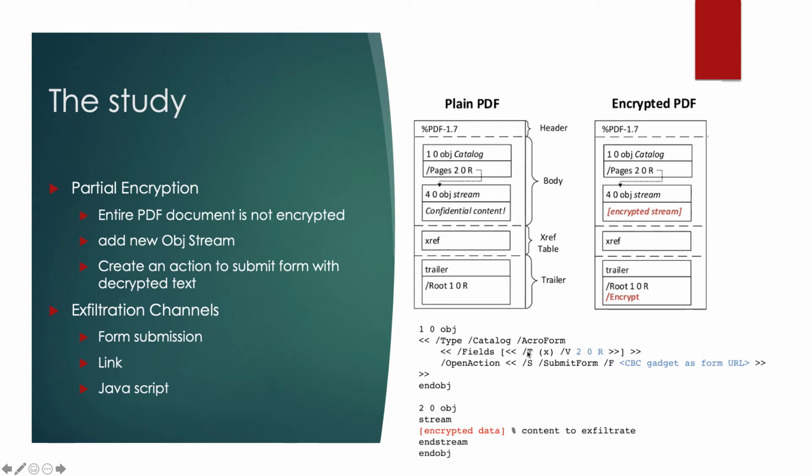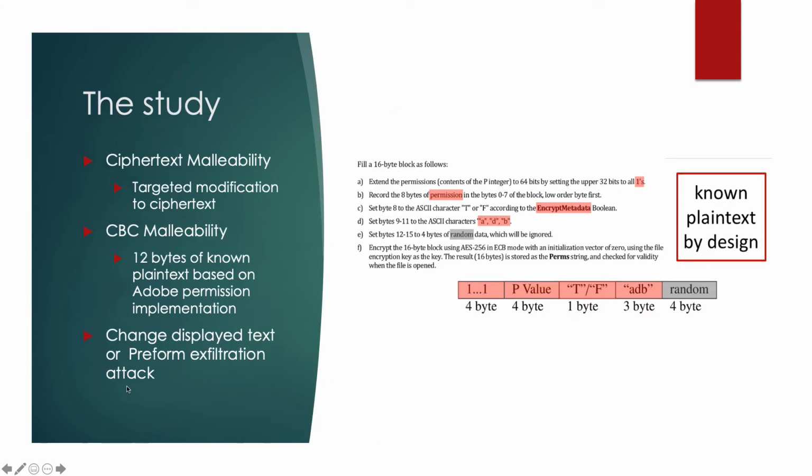Here the researcher created a new object stream and added this code. Basically, it creates a submit form action when the PDF file is opened, takes the unencrypted data, and sends it to the attacker's website. The exfiltration channels typically used are a form submission button, like this example, or a link, or JavaScript.